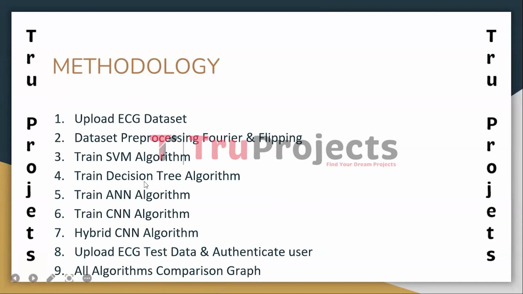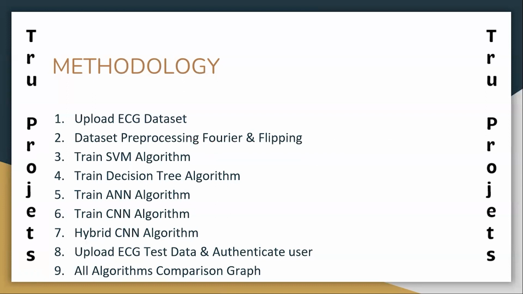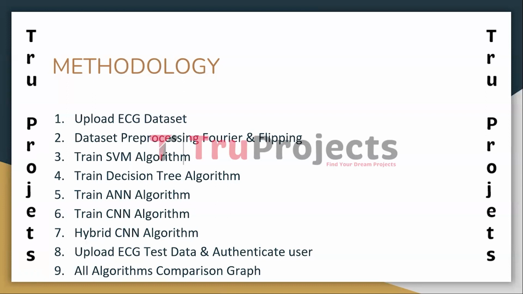And the fourth module is Train Decision Tree Algorithm. This module focuses on training the decision tree algorithm with the pre-processed ECG dataset. Decision tree is a supervised machine learning algorithm that creates a tree-like model for making decisions based on the feature values. Similar to the SVM module, it evaluates the trained model's performance by calculating metrics such as accuracy, mean square error, and mean absolute error on the test dataset.